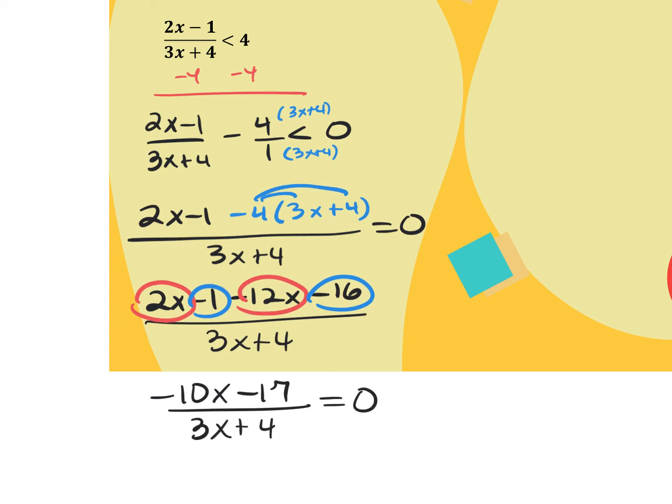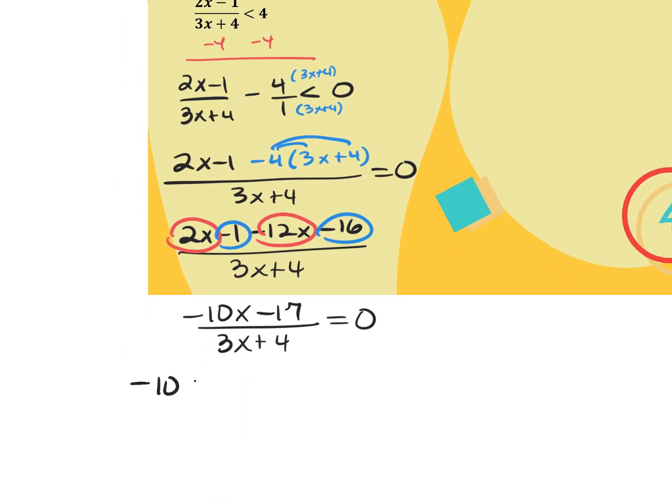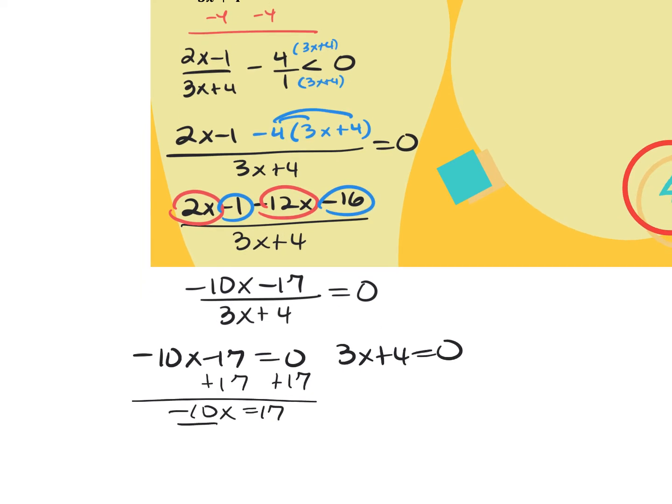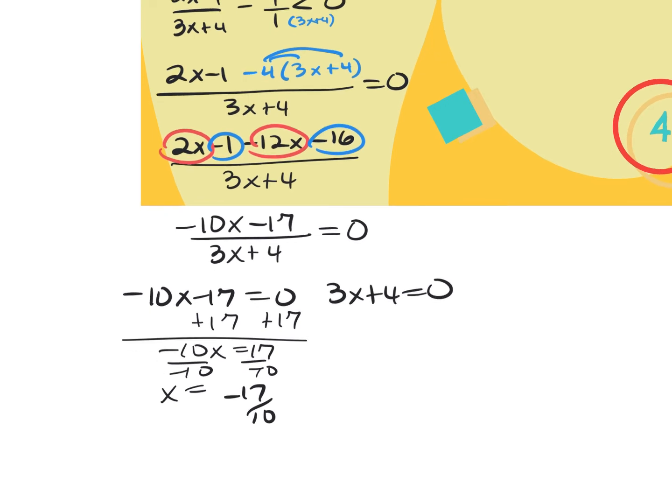Now set the numerator equal to 0 and the denominator. So -10x minus 17 equals 0. 3x plus 4 equals 0. Add the 17. -10x equals 17. Divide by negative 10, and x equals negative 17 over 10. Now remember, we're graphing this. We're putting it on a number line. So you can either change it into negative 1 and 7/10 or negative 1.7, because we need to know where to put it on our number line, least to greatest.